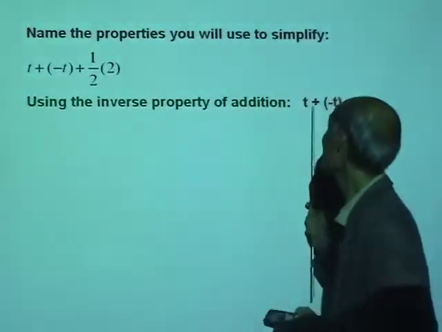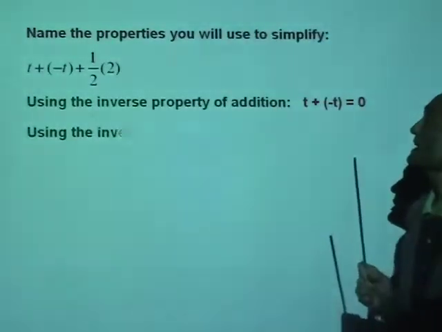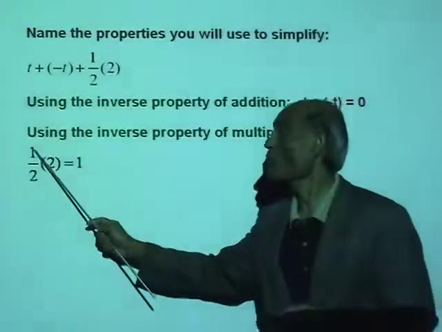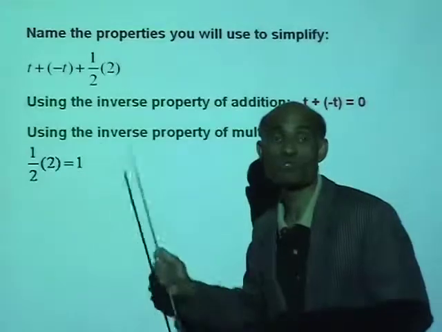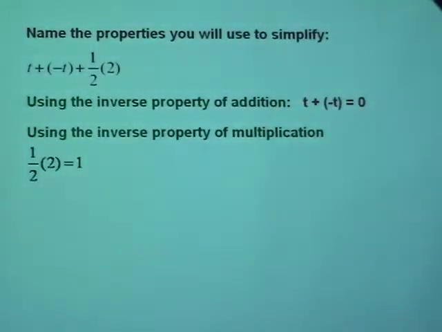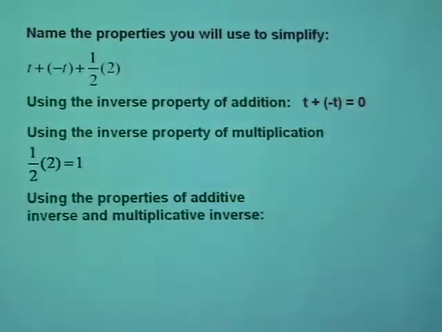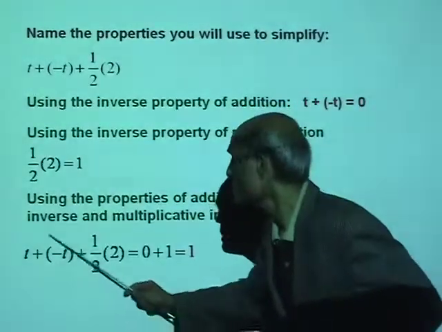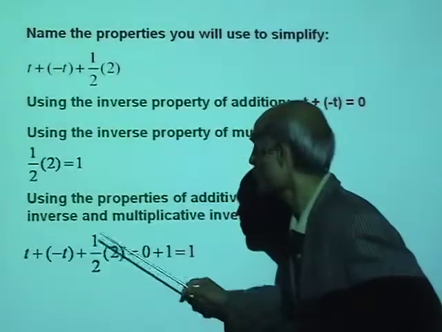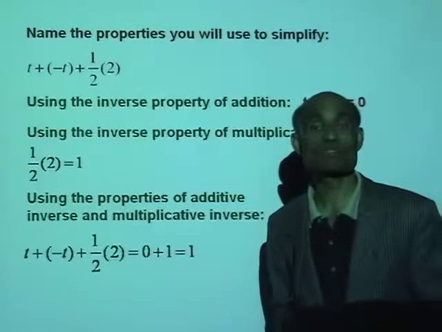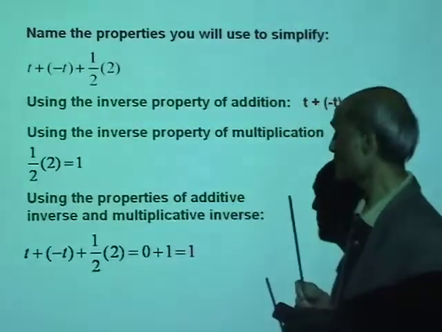That's right. T plus negative t equal to 0. That is the additive inverse. And 1/2 multiplied by 2 equal to 1. That is the multiplicative inverse. So using the two properties, what do you have? This is 0 and this is 1. So the value of this quantity will be 0 plus 1, and that is equal to 1.